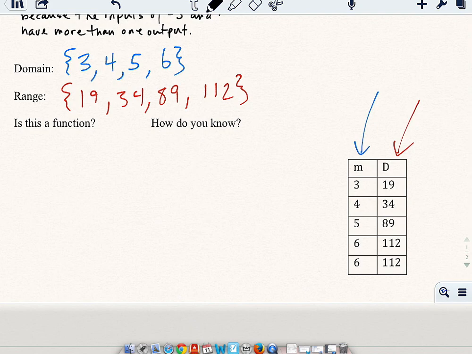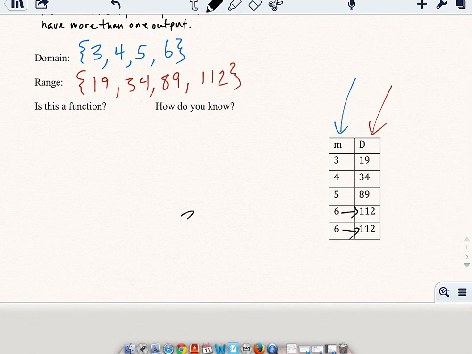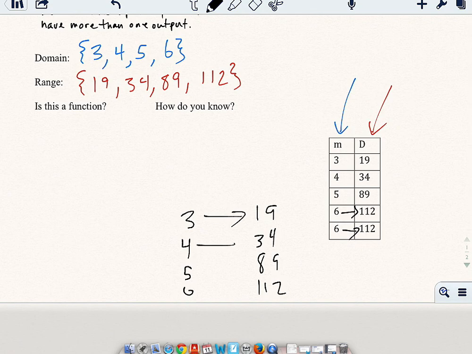function. And so I have to look and see if there are any repeated inputs. That was the test we kind of talked about in class, and I noticed that there are repeated inputs here. 6 occurs twice in this table. But if I look really closely, I notice that 6 has an output of 112 in both cases. And so if I were making a map of this, it would be 3, 4, 5, 6, and I would have 19, 34, 89, and 112, and my map would show that each input, here are my inputs, each input has just one output. So it is a function.